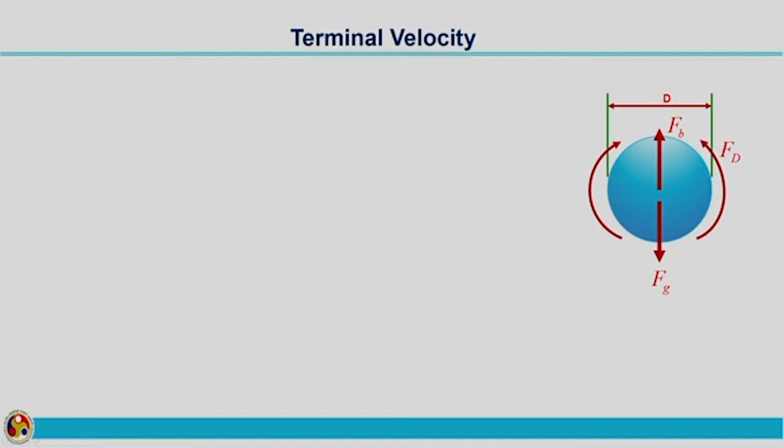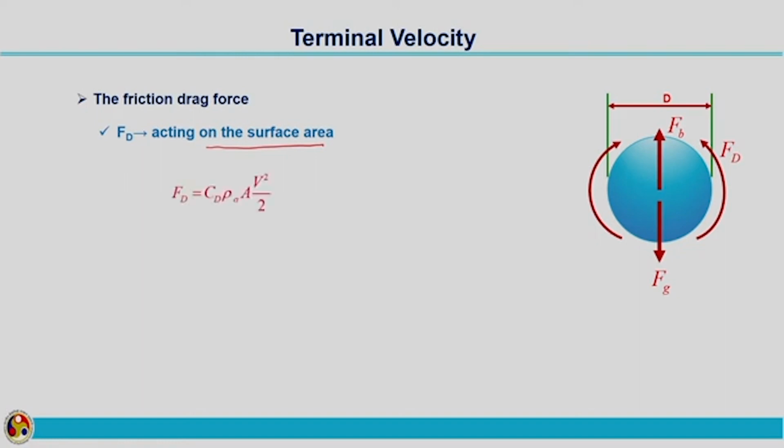Now, we need to write the expression for the drag force, the frictional drag force. From the name itself it is clear, it is due to the resistance offered by the air. So, that is a surface force, it is acting on the surface area. The other two forces were body forces, this one is the surface force. So, Fd is given by the expression Cd rho a v square by 2.